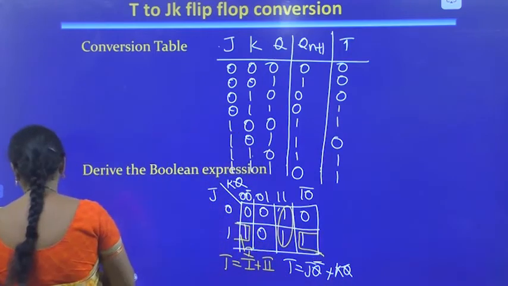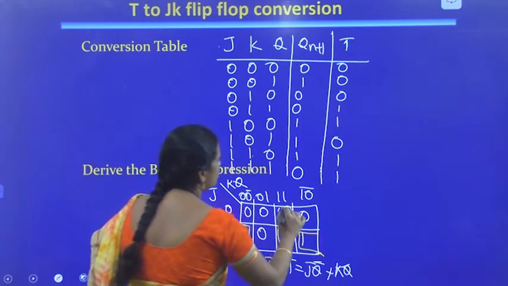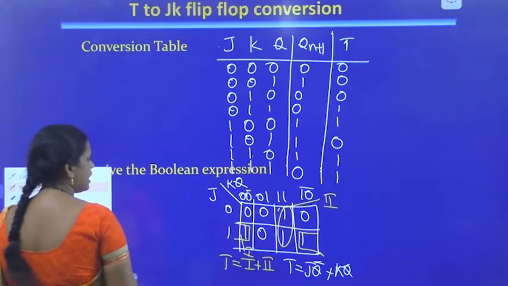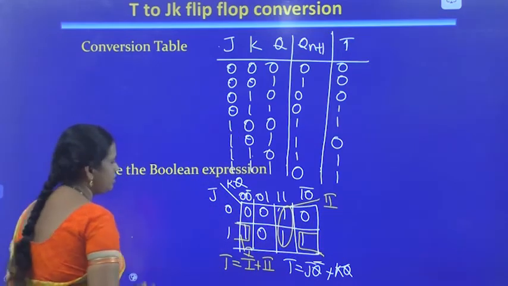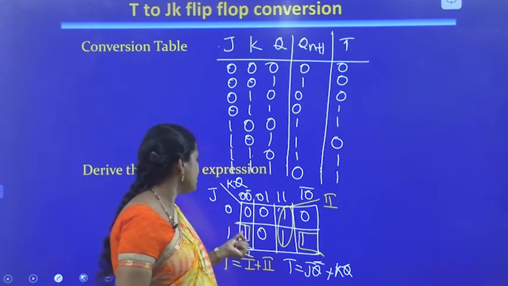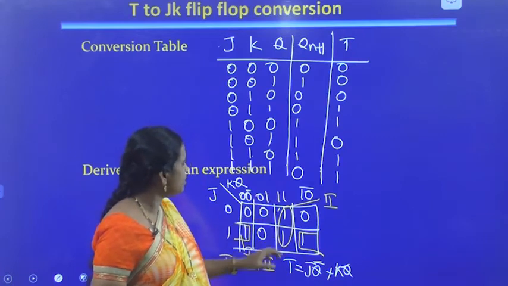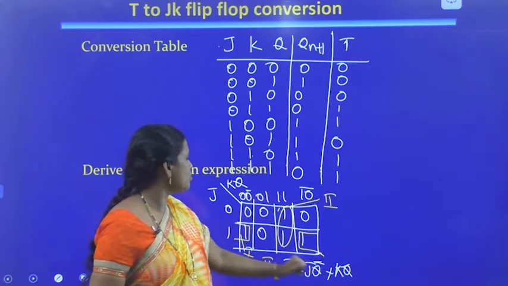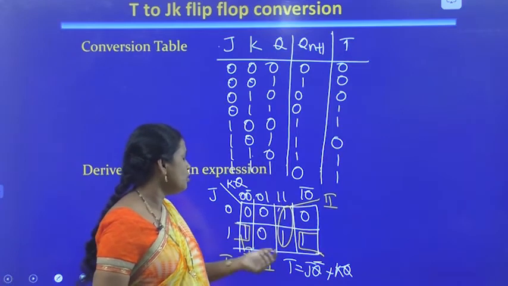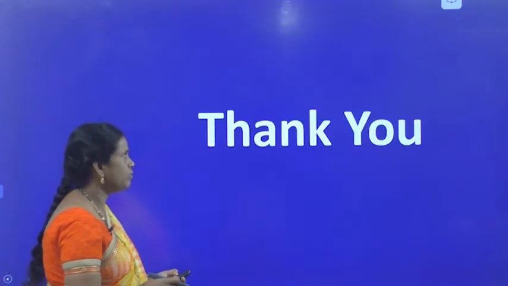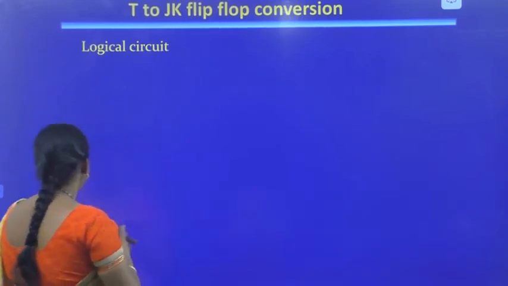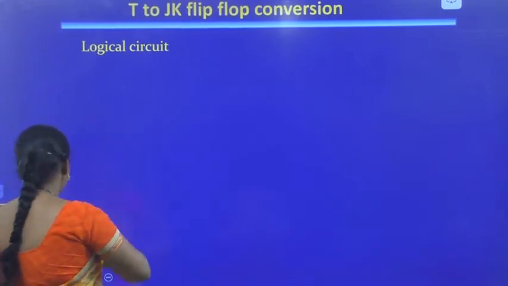So this is our second expression. The second mapping answer is K into Q. This is our first mapping, and the first mapping answer is J into Q bar, and then the second mapping answer is K into Q. Now we have the expression in our hand, we can write the logical circuit.